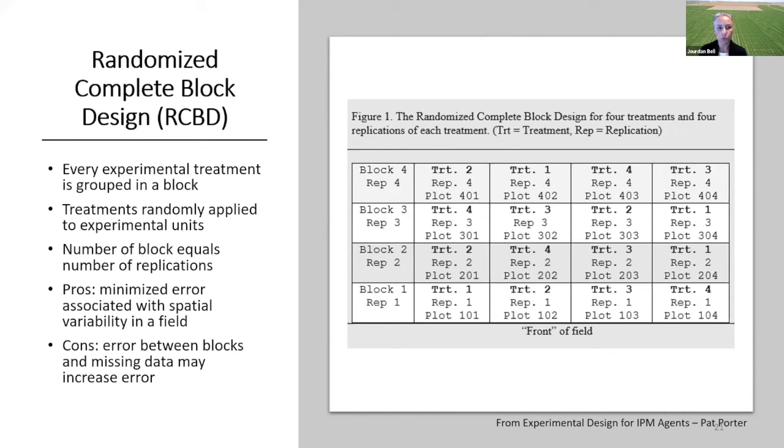The pros to using a randomized complete block is that it minimizes error associated with spatial variability in a field. And cons with using this is that error between blocks and missing data may increase error. And so that's something that can be problematic, especially if you do have error within a block.